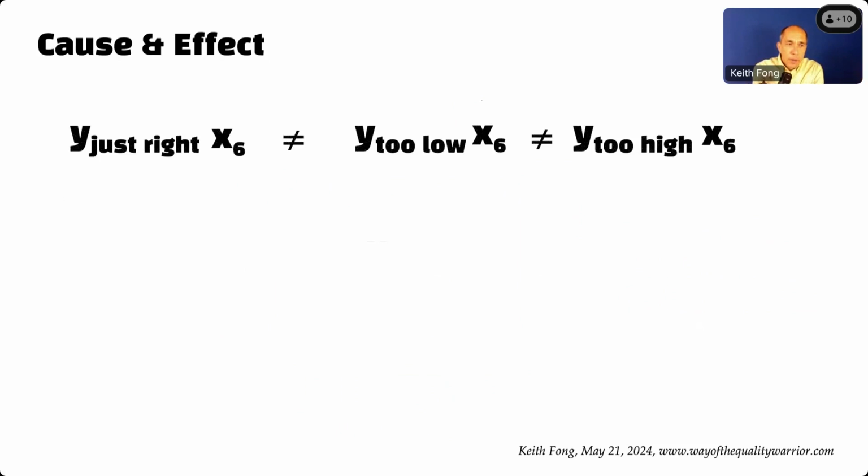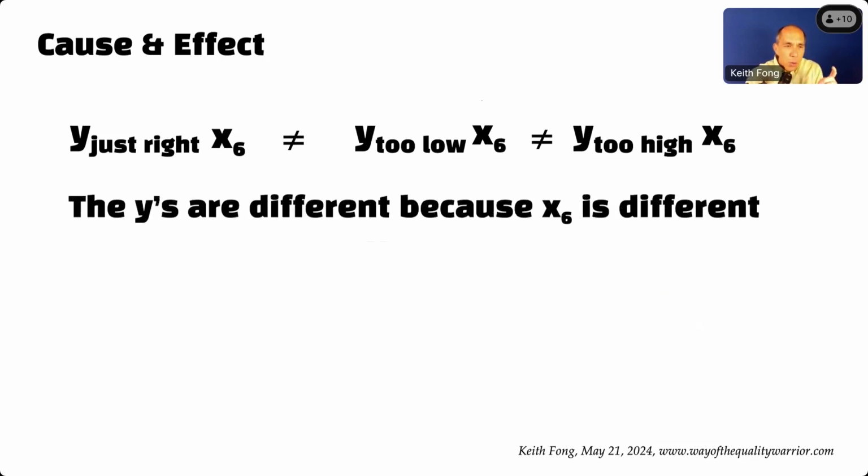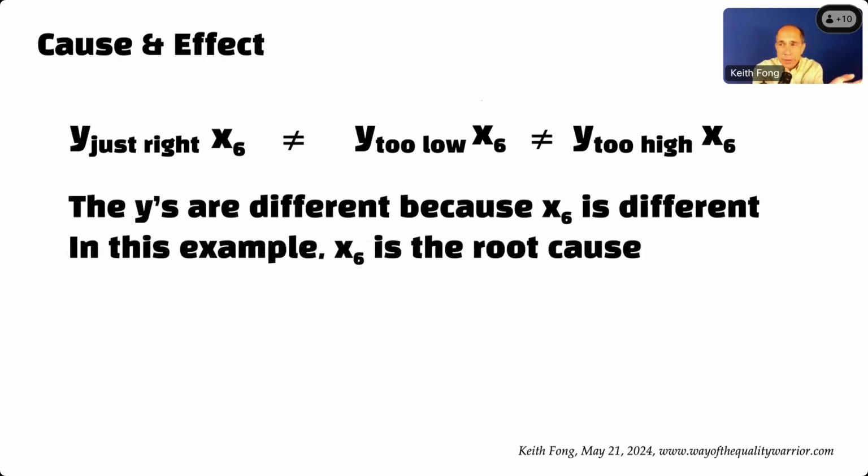So if we look at factor x6, the x6 for the just right y is not the same as the x6 for the y too low, which is also not equal to the y too high x6. And so the important thing here is, the y's are different because the x6 is different. And of course, in this example, x6 is the root cause, the explanation for all of that variation.